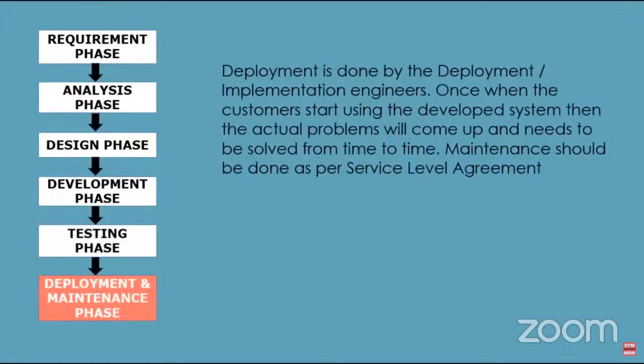Deployment and maintenance phase. After successful testing, the product is delivered or deployed to the customer for their use. Deployment is done by the deployment or implementation engineers. Once the customer starts using the developed system, the actual problems will come up and need to be solved from time to time. The process where the care is taken for the developed product is known as maintenance. 100% testing is not possible because the way testers test the product is different from the way customers use the product. Maintenance should be done as per service level agreement.